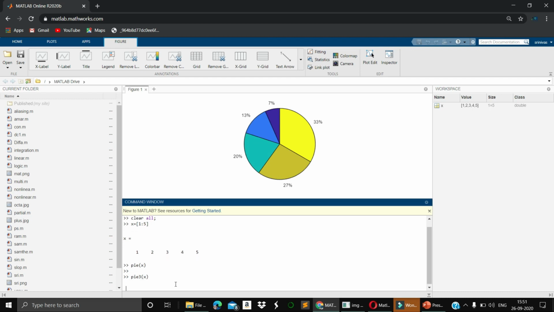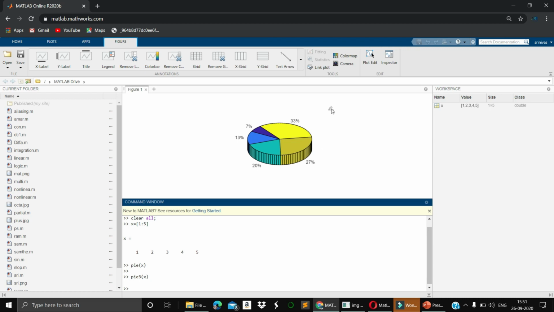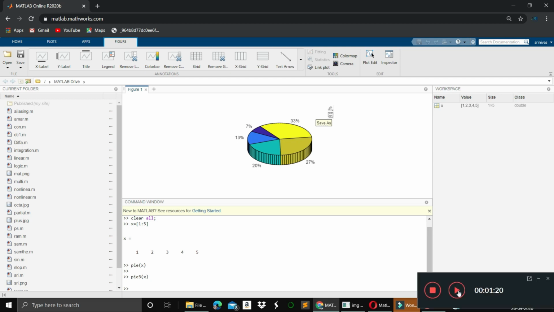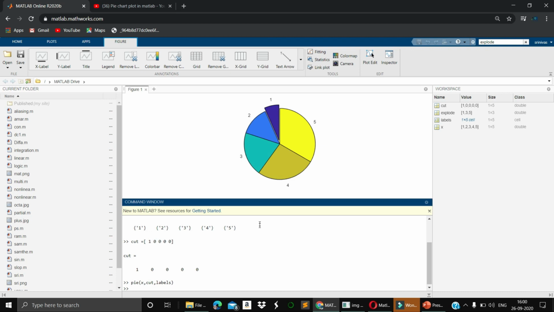So when I hit the enter button, it will be created in a three-dimensional manner. Have you understood, right? When I am hitting pie of 3, it is displayed in a three-dimensional manner. Okay, next. One thing you can notice here is that all these four parts are merged, but it is out of that one. To take this one out, you need to divide them individually.